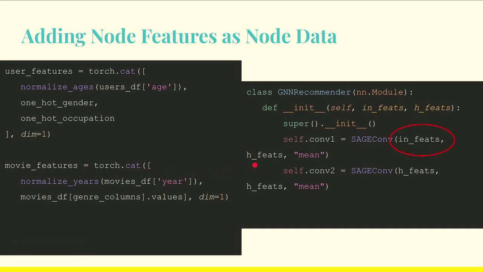Once we have these features, we can take them as part of our neural network. So here, the in features can be anything, either your user or your movie. And then you basically assume the first input that your model will see are these features, and then you continue on with any of the convolutions.